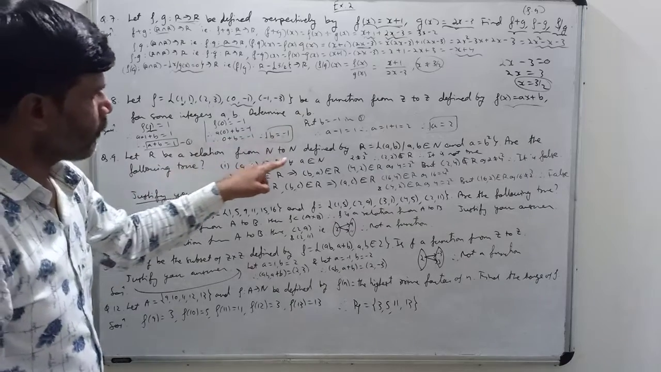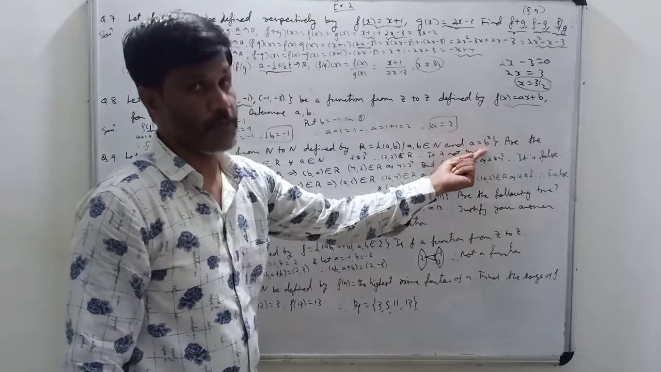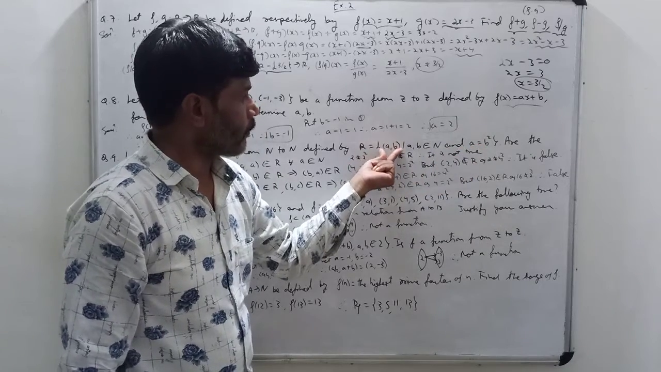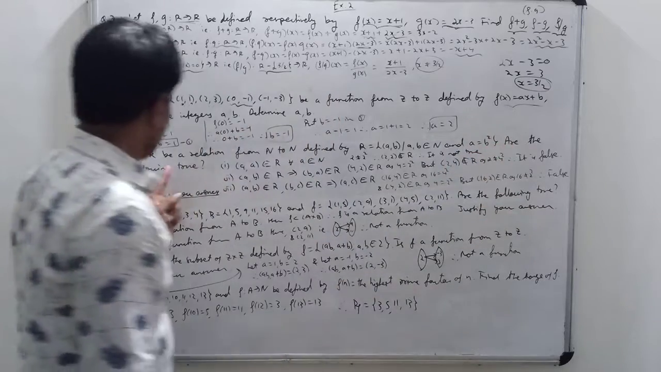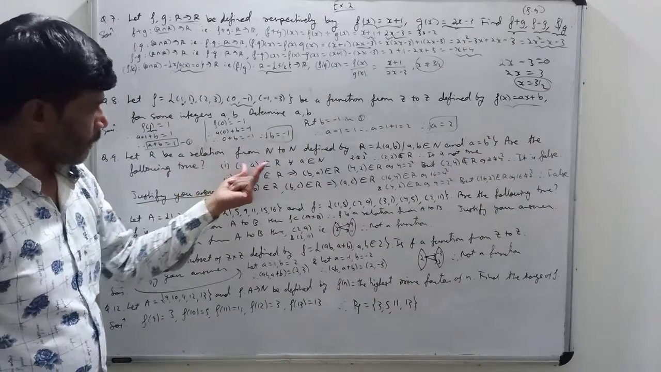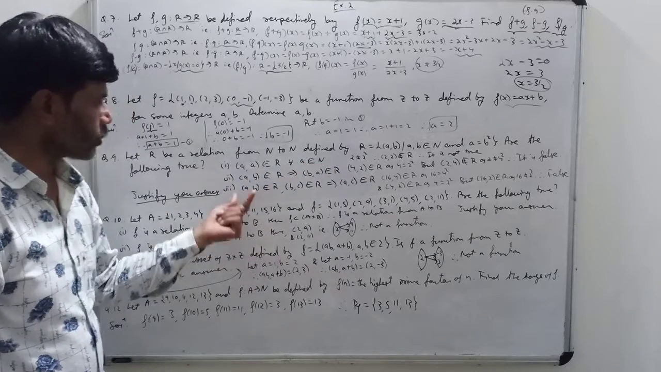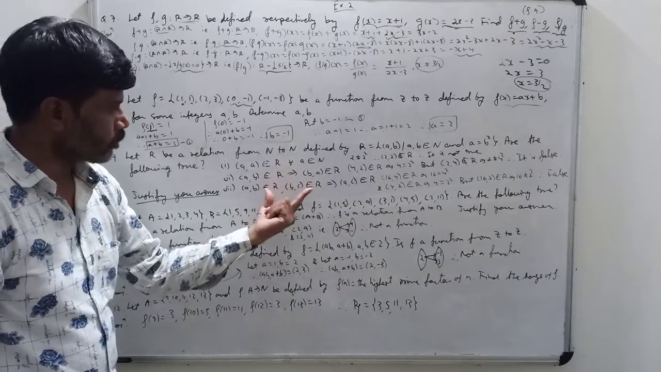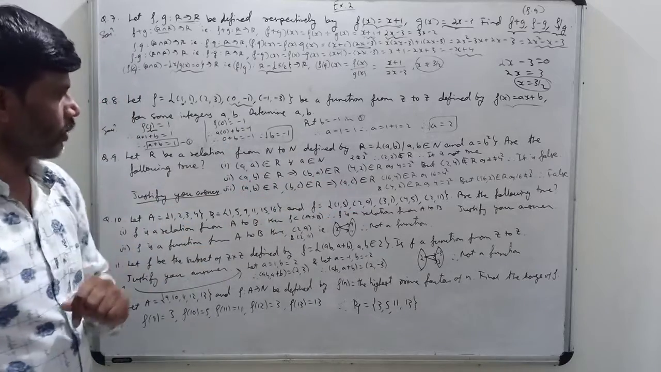Let R be a relation from N to N defined by R is equal to the ordered pairs (a, b), where a, b belongs to N and a is equal to b square. Here the elements of R are (a, b) satisfying this condition. Are the following true? We want to check one by one. (a, a) belongs to R. Is it possible? (a, b) belongs to R, then (b, a) belongs to R. Is it possible? If (a, b), (b, c) are elements of R, then (a, c) belongs to R. We want to check all one by one, and we want to justify also.